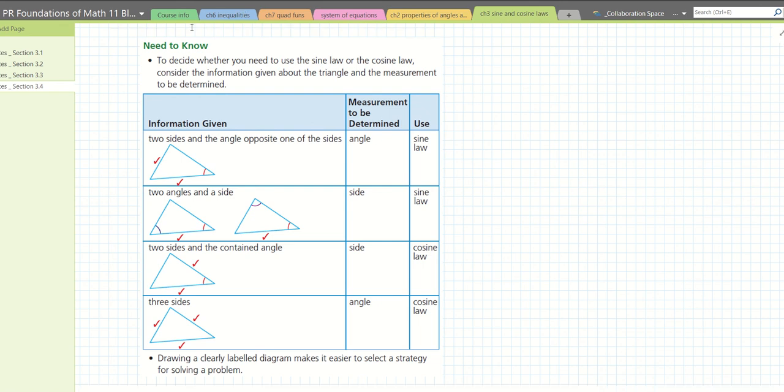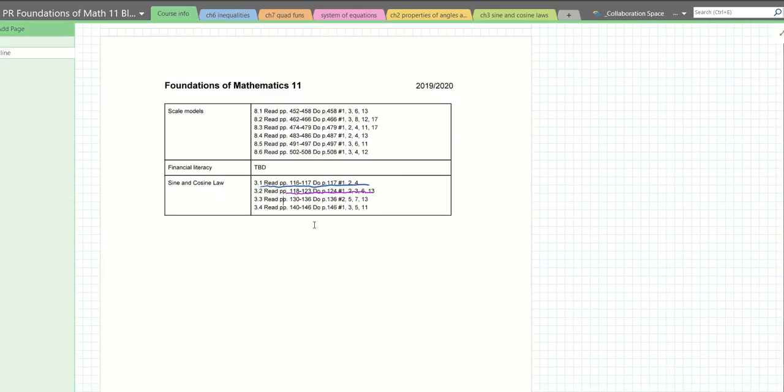Okay, so for practice, make sure you do questions 1, 3, 5, and 11 from section 3.4, and make sure you go over the reading. So read through the examples on pages 140 to 146.